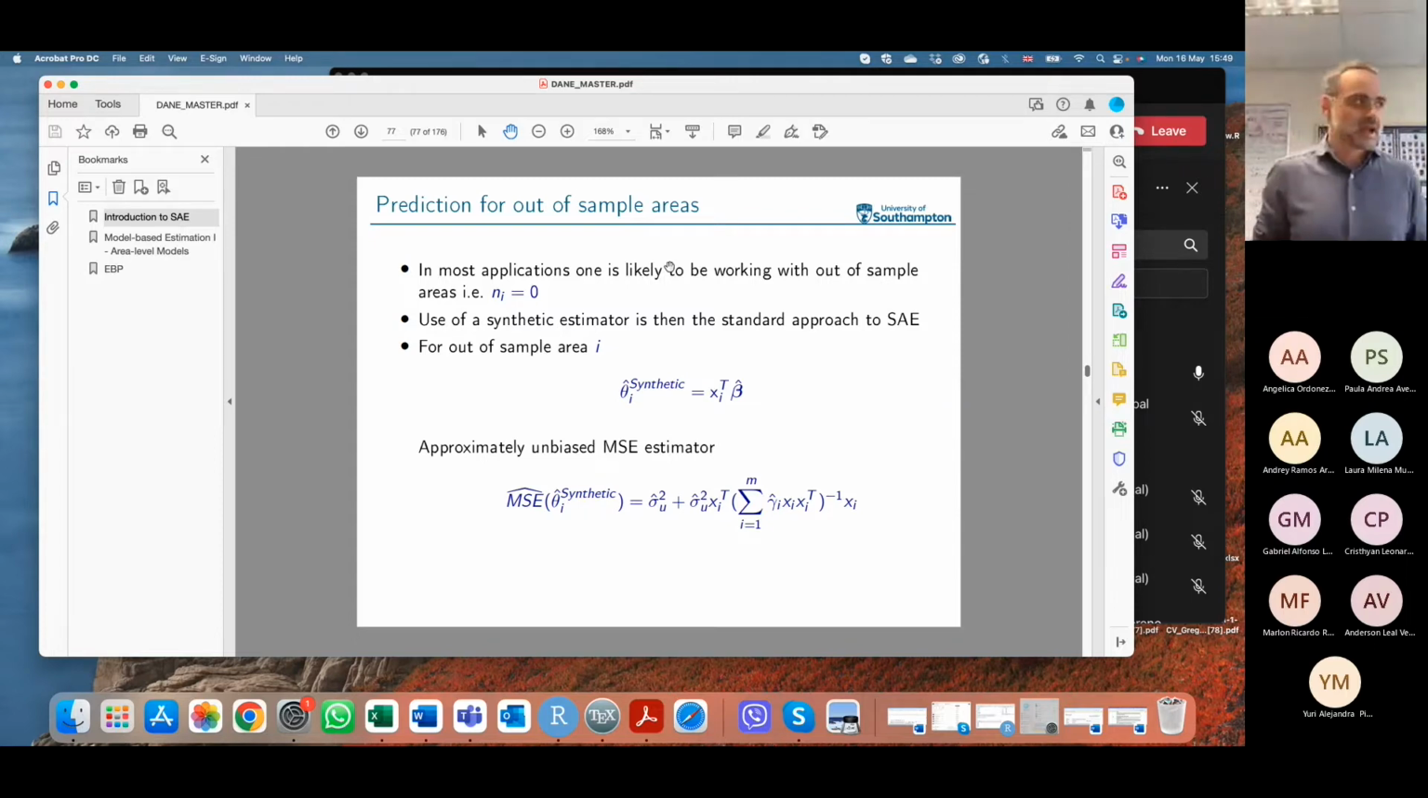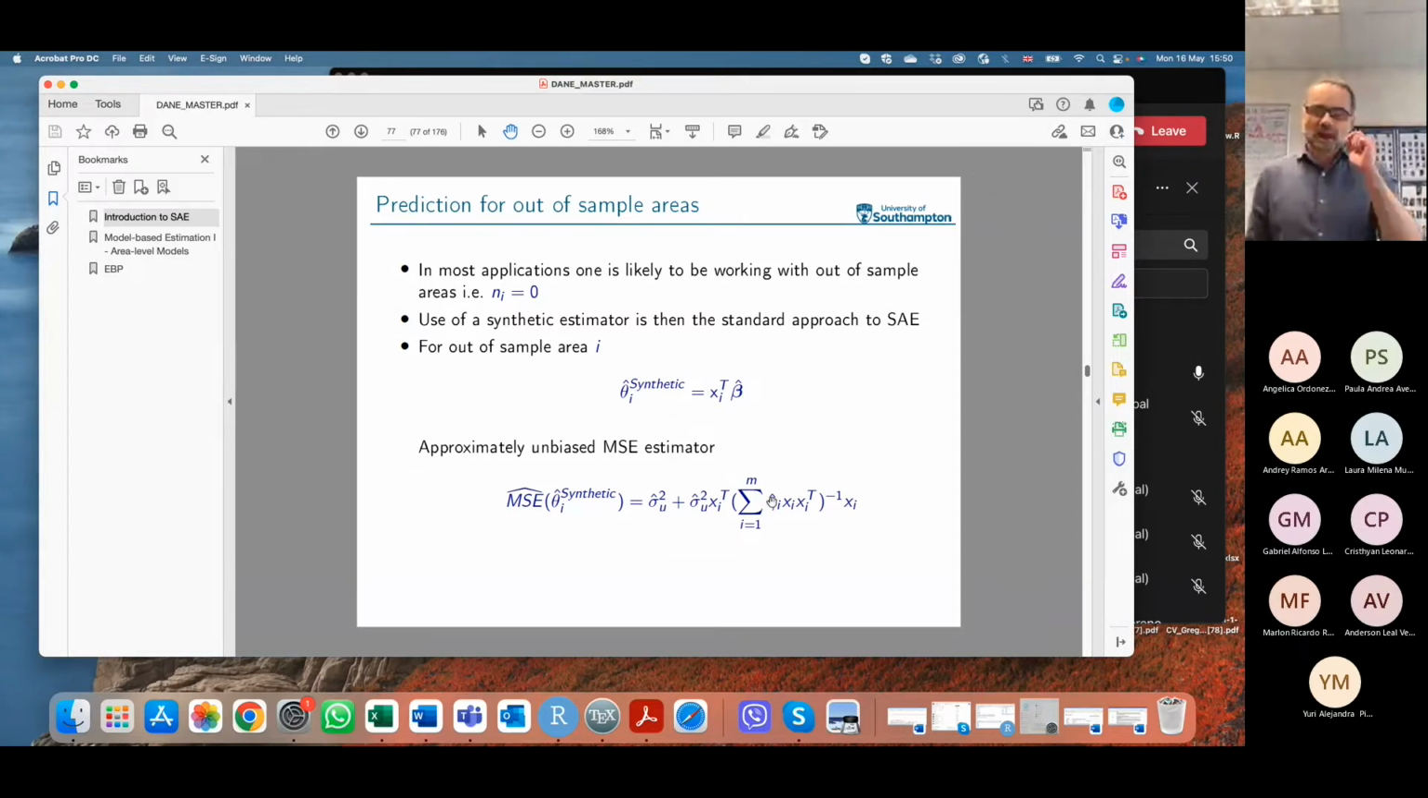In this case, you really need to rely on some kind of synthetic estimator. And so here is one synthetic estimator you can use. You can use as a synthetic estimator of theta hat i for an out of sample area the predicted value under the model. So basically what you do is you take the covariates from that area, x_i. Okay, so assuming that obviously you have population data, administrative data, geospatial data, or other forms of data for that area, you can combine this with the estimated model parameter, which is beta hat, and that will give you a synthetic estimate for that out of sample area. And for that you also have a mean squared error estimator of the synthetic estimator that is given by this expression here.